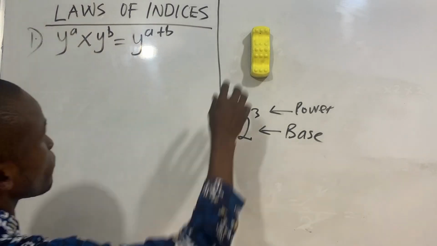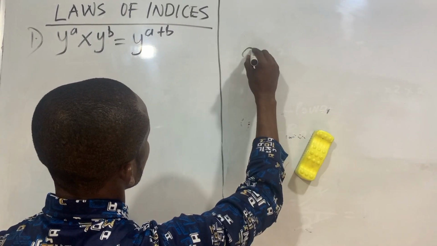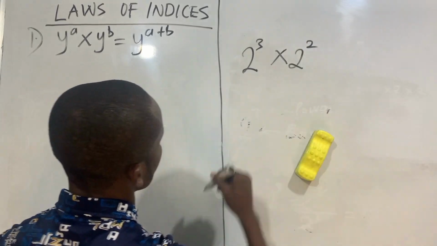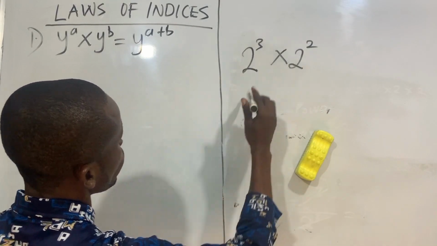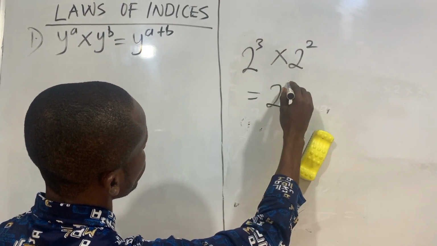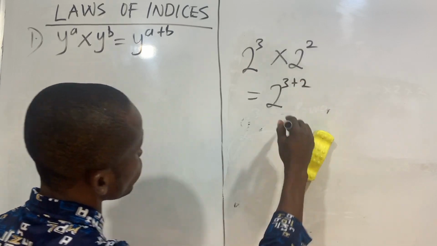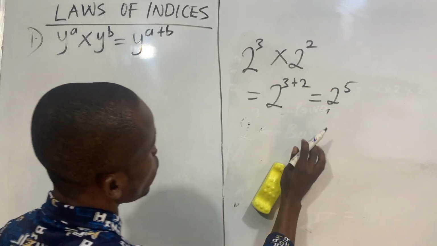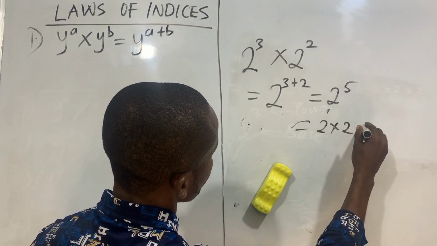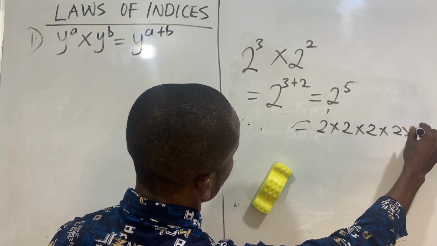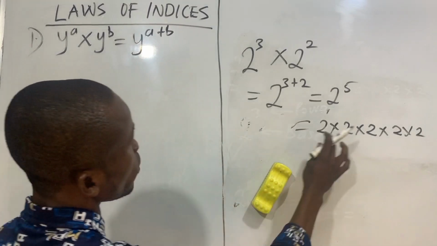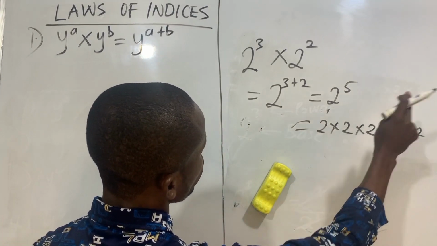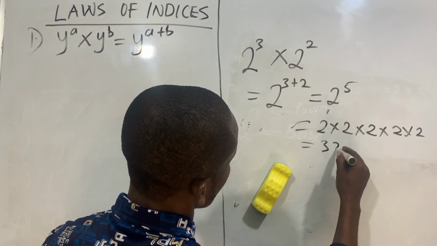Now if we have, for example, 2 raised to the power 3 multiplied by 2 to the power of 2. Now, since the base here is the same, we can add the powers. That becomes 2 to the power 3 plus 2, that is equal to 2 to the power of 5. Now, this implies 2 by 2 by 2 by 2 by 2, up to 5 times. That is 2 times 2, 4. 4 times 2, 8. 8 times 2, 16. Times 2, 32. So that's equal to 32.